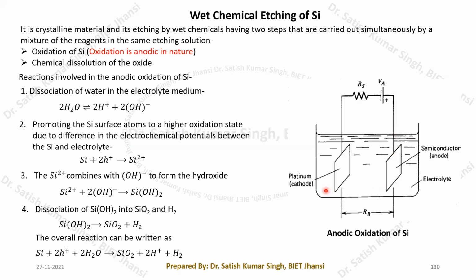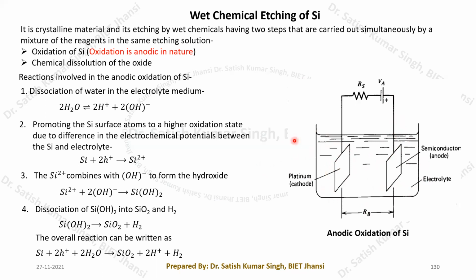And here we have to take platinum as the cathode. You remember that I'm just talking right now about what anodic oxidation is. I'm not talking about how this etching is done. So first try to understand how this anodic oxidation is done.